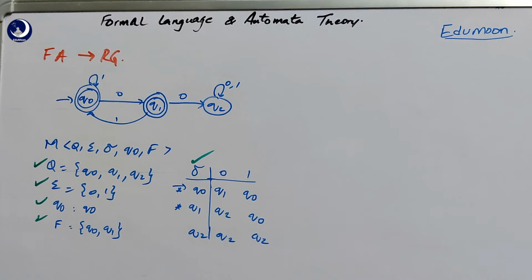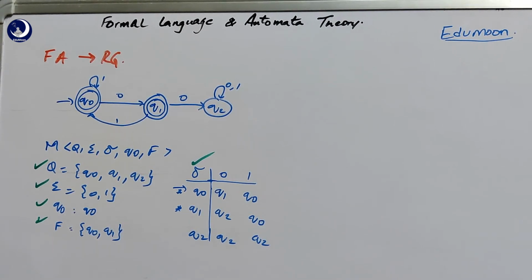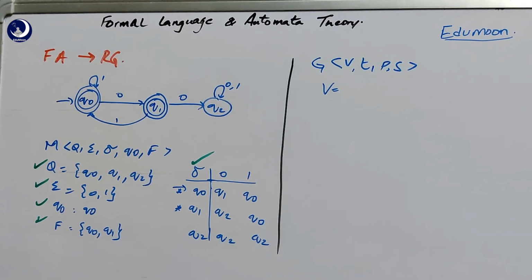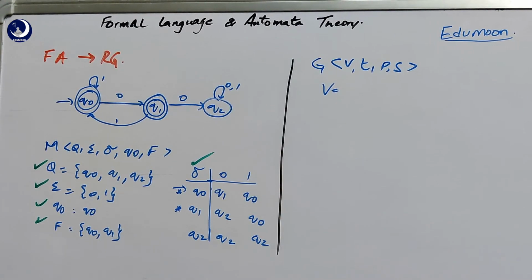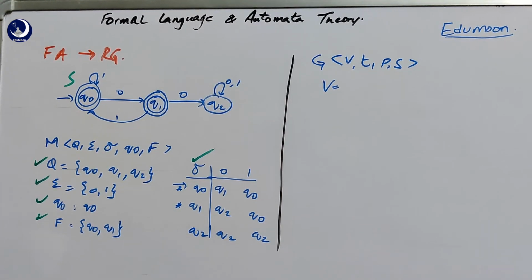Now again, for converting this into the respective grammar, we require the variables for the grammar. So we define the grammar now with the tuples, that is V, T, P, S. So defining the variables for the grammar, since in the given machine we have three states, let us take three variables. We can name the variables Q0, Q1, Q2, or else for simplicity, let us represent Q0 as S, Q1 as A and Q2 as B.